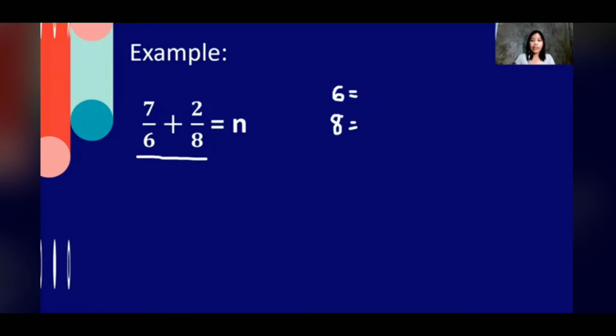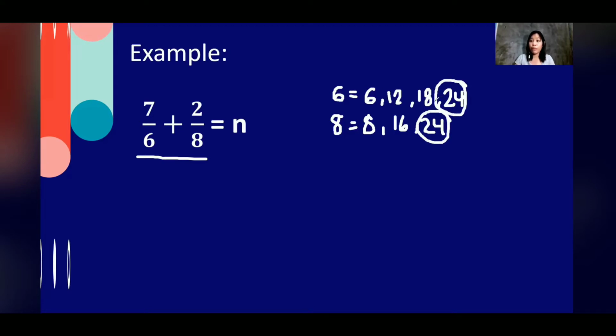common multiple. So 6 times 1 is 6, times 2 will get 12, times 3 will get 18, and then times 4 will have 24. Okay, let us proceed here. 8 times 1 is 8, times 2 will get 16, times 3 will get 24. So here, we got already the least common multiple. So the first common multiple is the least common multiple, don't forget. So we'll have 24 as our denominator.